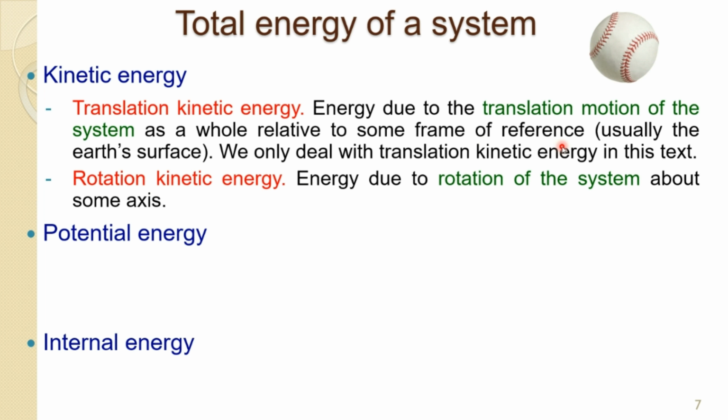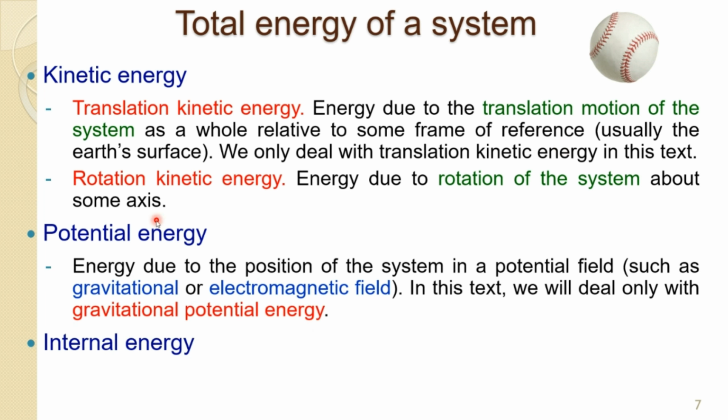How about potential energy? Potential energy is the energy due to the position of the system in a potential field, like a gravitational or electromagnetic field. It can also be applied to different fields. In this text, we will deal only with gravitational potential energy. So if this ball is on the first floor, the potential energy is low. If this ball is on the second floor or third floor, the potential energy is high, right?